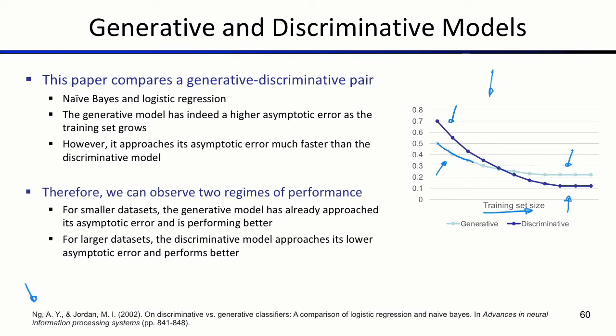So we can observe that we're going to have, in a certain way, two regimes of performance. If we cut here, we have this area where we have small training sets. In this case, the generative model has already approached its asymptotic error and is performing better than the discriminative model. On the other side, we have this regime here with larger training sets, and in this case, the discriminative model approaches its lower asymptotic error and performs better than the generative model.